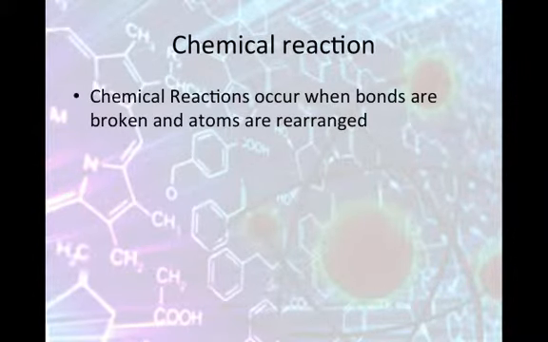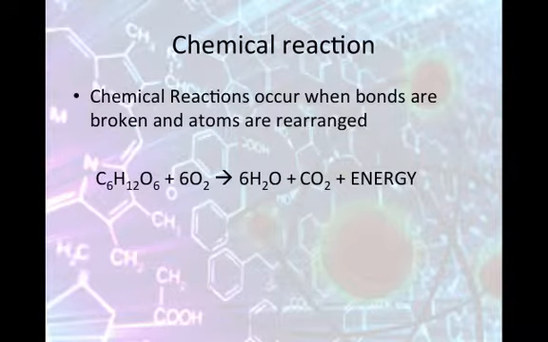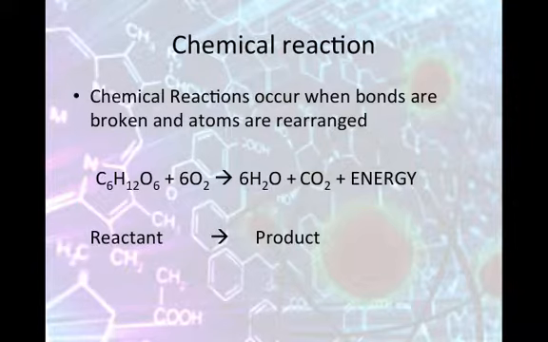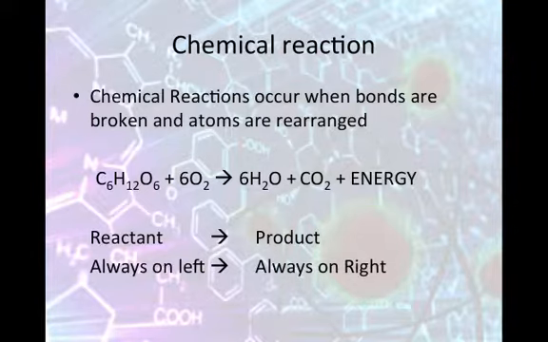Chemical reactions occur when bonds are broken and atoms are rearranged. This is an example of a chemical reaction. This is actually a process called cellular respiration. The reactants are what you start with, and the products are what you wind up with. The reactants are always on the left, and the products are always on the right.